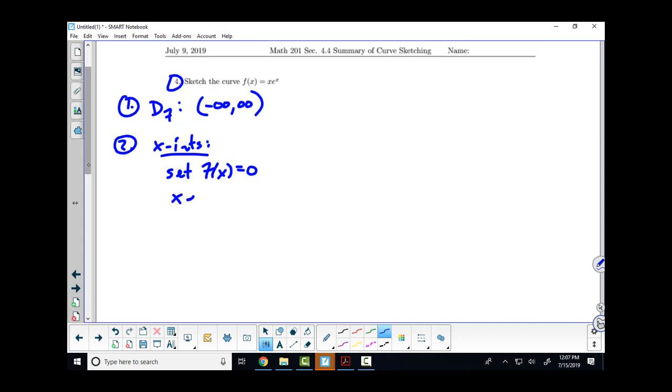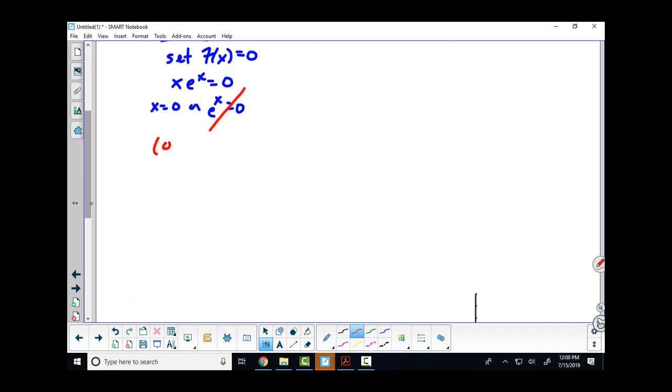That happens when x e to the x equals 0. That happens when either x equals 0 or e to the x equals 0, using the zero product property. When is e to the x equal to 0? Never, right? E to the x never outputs a 0. Well, x is 0, so we found an x-intercept of 0, 0.